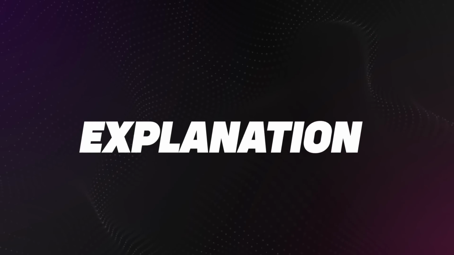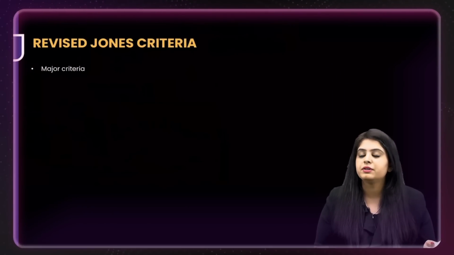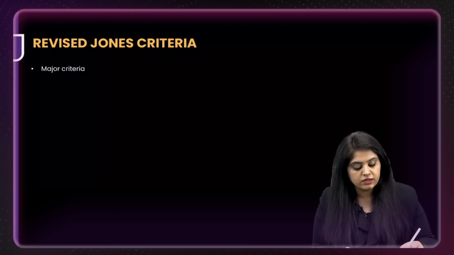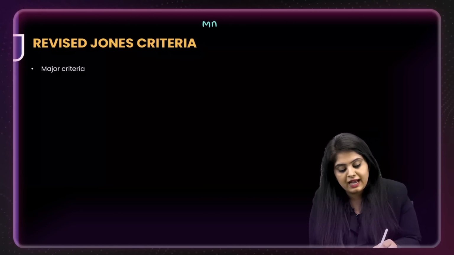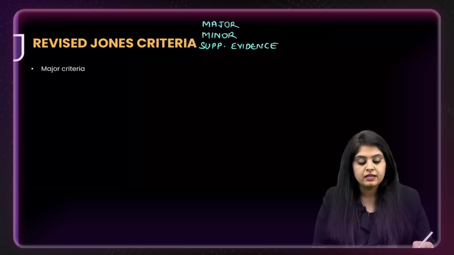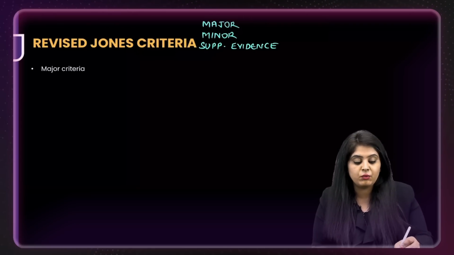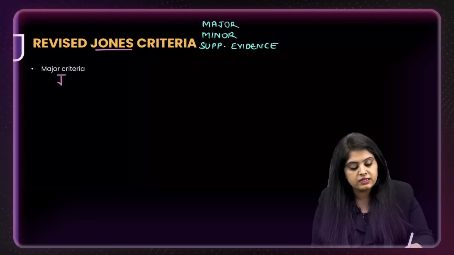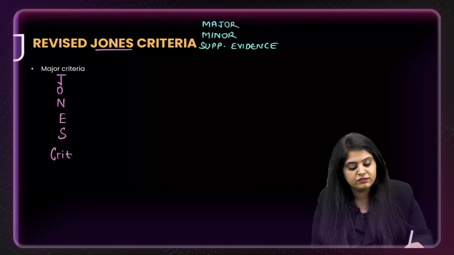Here's the explanation. There is something called a criteria, because rheumatic heart disease is not about the heart only. There is something called a criteria in which you will have a major criteria, you will have a minor criteria, and you will have some supporting evidence. Major criteria, minor criteria, and supporting evidence. Let's start. Major criteria has, what is the name? Revised Jones criteria. So I've kept a mnemonic. Major criteria ka mnemonic is going to be Jones criteria only. So how simple?